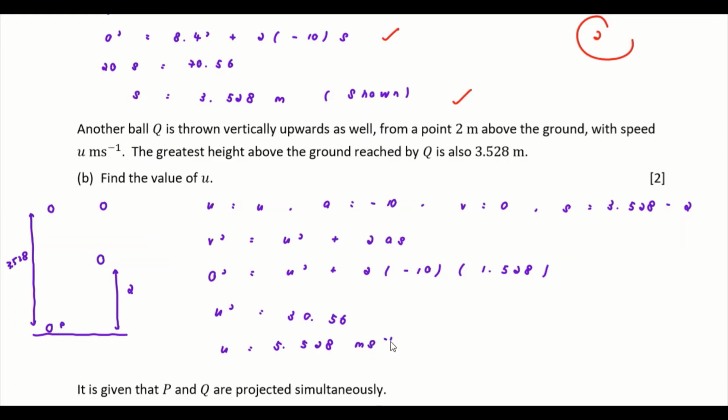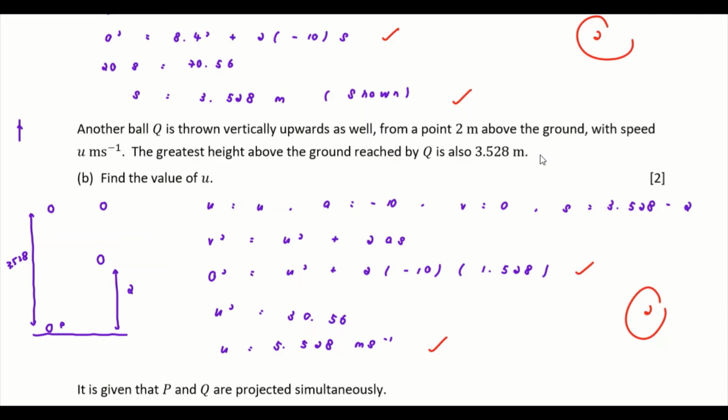Okay, remember that we are using going up as positive for this question. For your 2 marks here, 1 mark is for substituting all your correct values, which means identifying that your S is 1.528. Then after that, your last part is to show that this is right. So 2 marks.